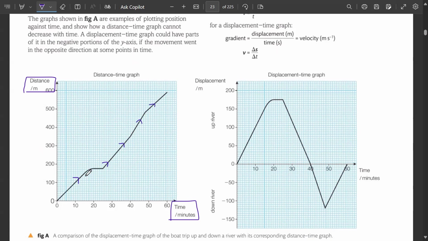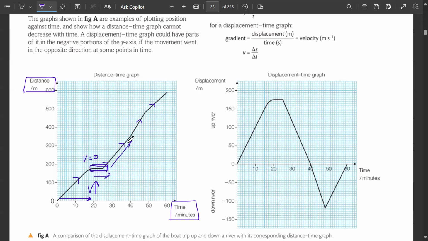And the gradient tells us that, let's say, from 0 to 20, the speed was increasing. Over here, what was the speed? It was constant. Wrong. It was zero. Why was it 0? Because it is a distance time graph. So when the distance stays the same, time will also... the distance is not changing.